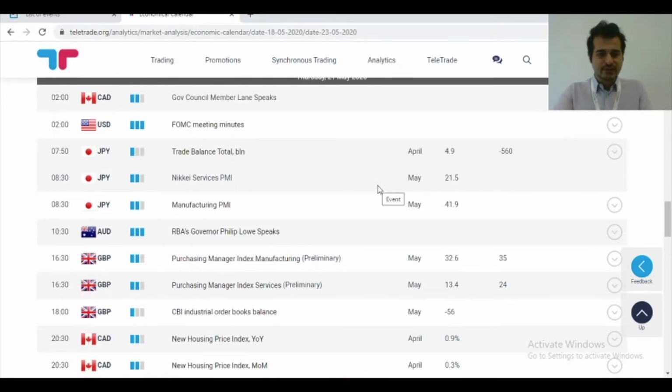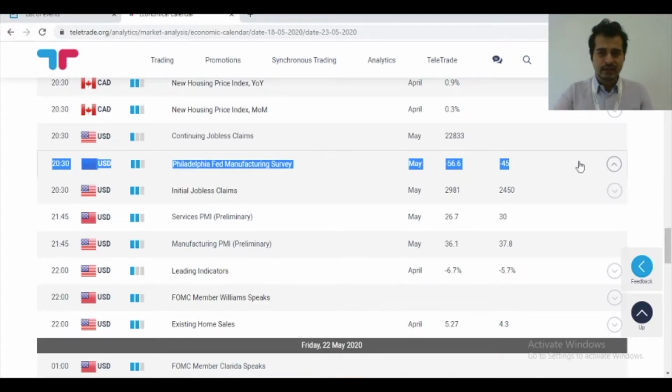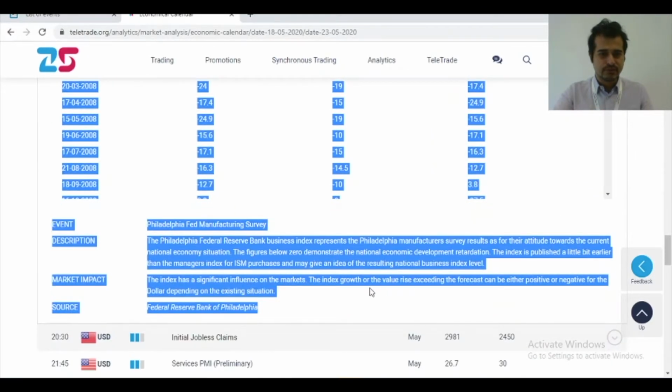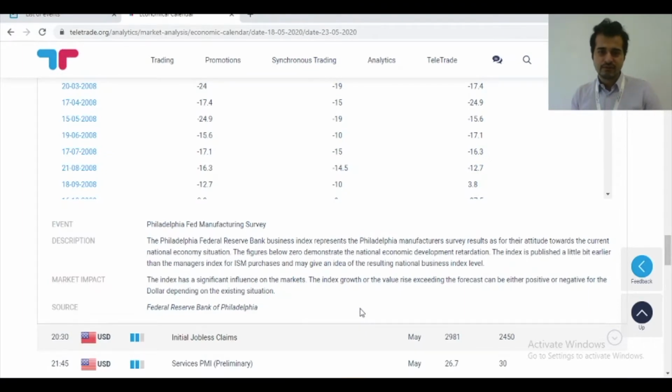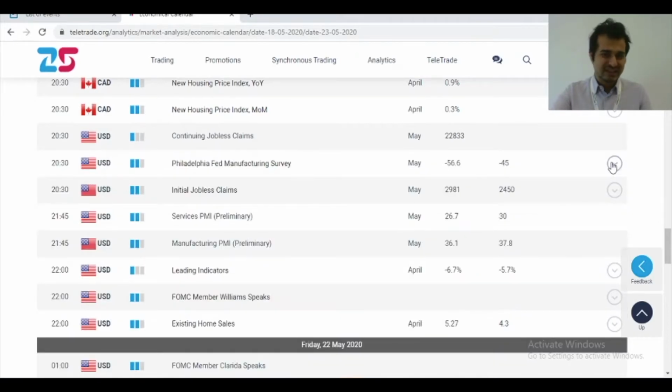Then Thursday is loaded again with initial jobless claims, which are expected to rise again, and also the Philadelphia Fed manufacturing survey. This is also going to be in negative territory. The Philadelphia Reserve Bank Business Index represents the overall manufacturer surveys and the attitude towards the current national economic situation. These numbers are very important to read. Somehow they may not drive volatility at times, but they are very important for you to read.